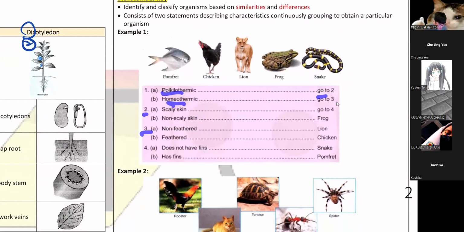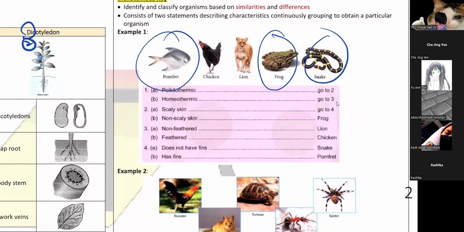Warm will go to question number 3. So now, who is cold-blooded? These 3 are cold-blooded, so we separate these 3. And then who has scales? Scale ones are these 2. They go to 4. And then frog is the only non-scaly, so frog is separated. Okay. And then number 3 just now was the homeothermic one.